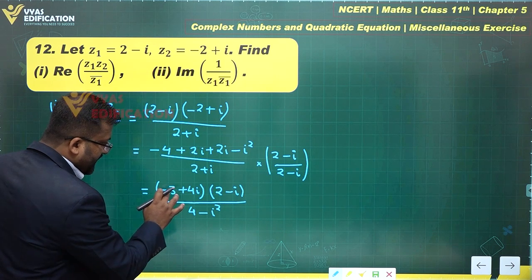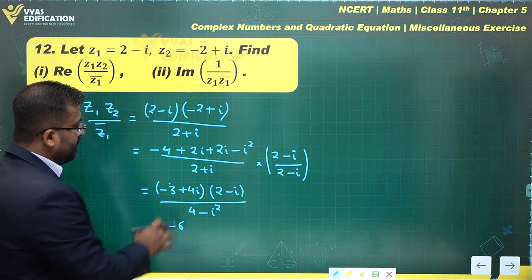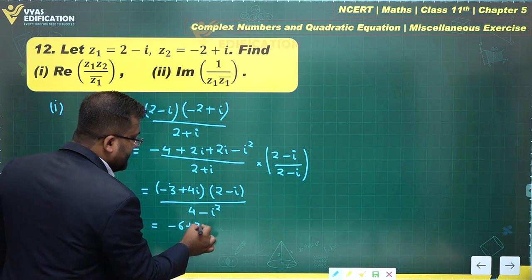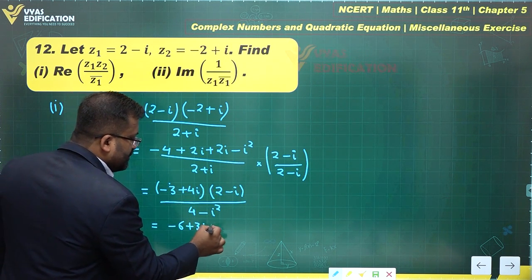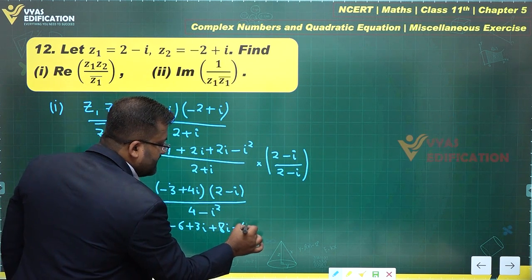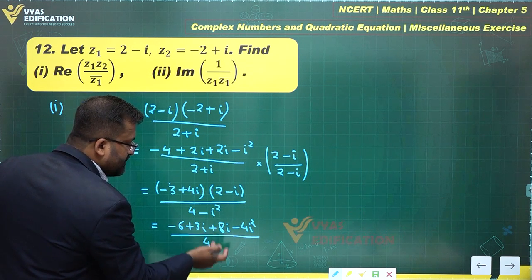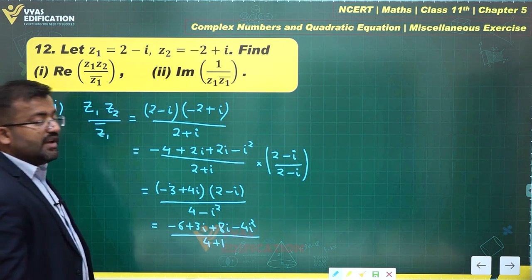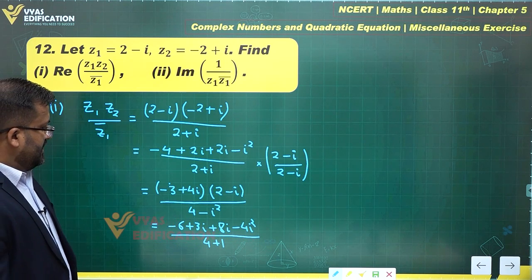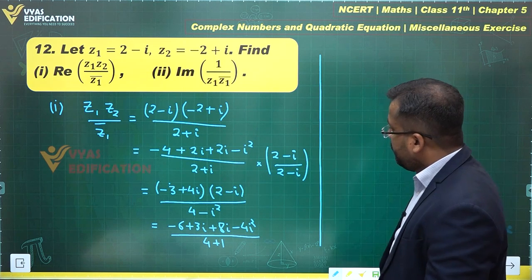By multiplying the numerator, what you get is minus 6, those minus 3 times 2 is minus 6. Minus 3 times minus i is plus 3i. 4i times 2 is 8i. And 4i times minus i is minus 4i square in the numerator. In the denominator, you get i square is simply minus 1. So this becomes 4 plus 1 over here. Okay, what next? Let's continue further and simplify it more.